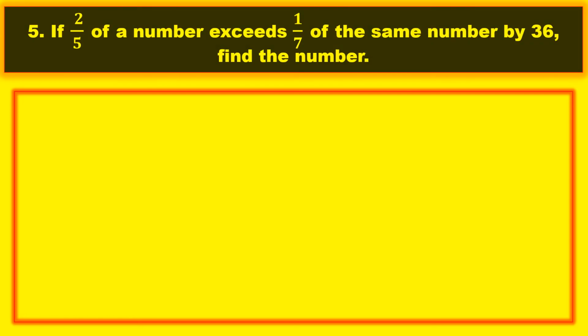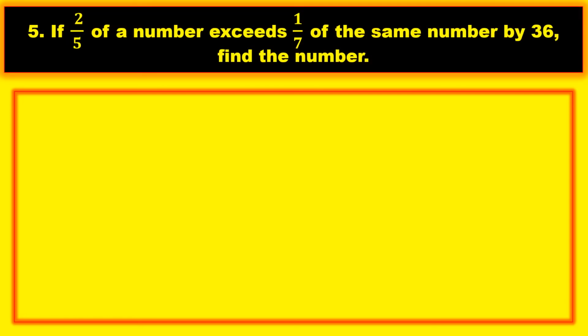Here is your next question. If 2 by 5 of a number exceeds 1 by 7 of the same number by 36, find the number. So here he asked 2 by 5 of a number. Here we don't know that number. Whenever you don't know a number, take it as x, y or anything. You can take any variable.